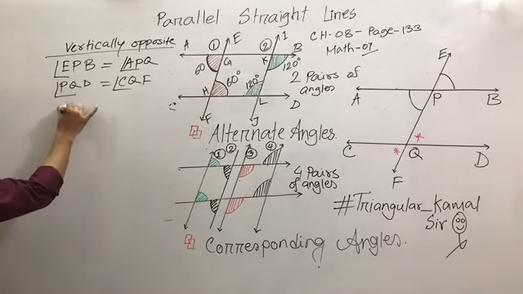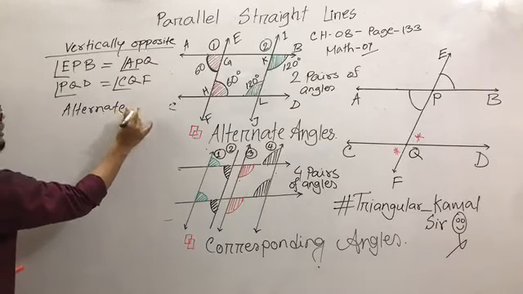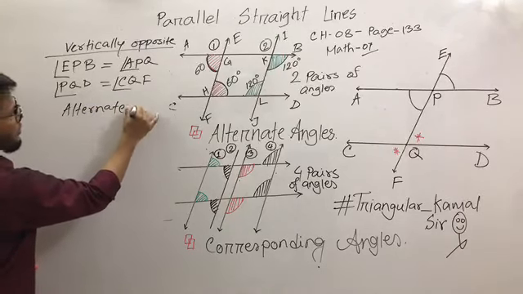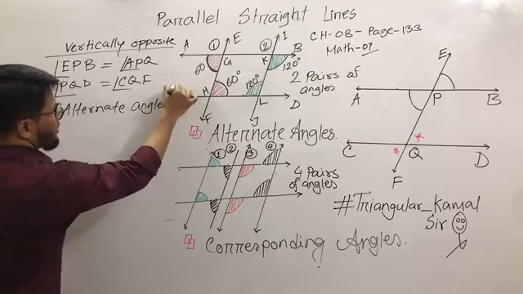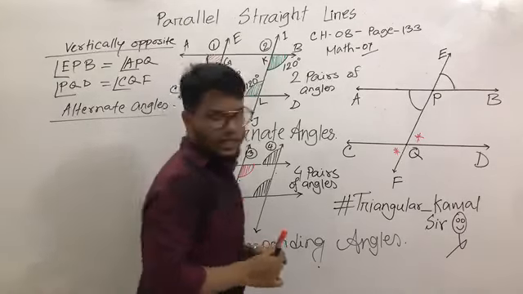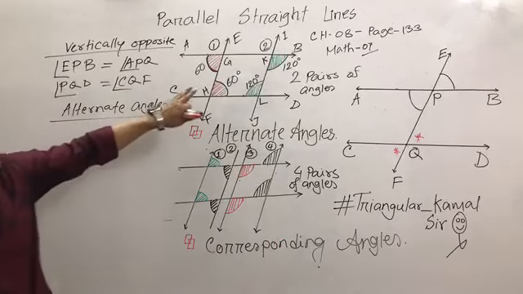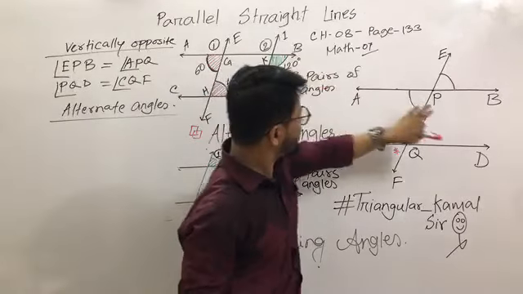The second: alternate angles, and this is the C. Alternate angles. So identify the alternate angles, and just you can see here the color and then match with this figure.